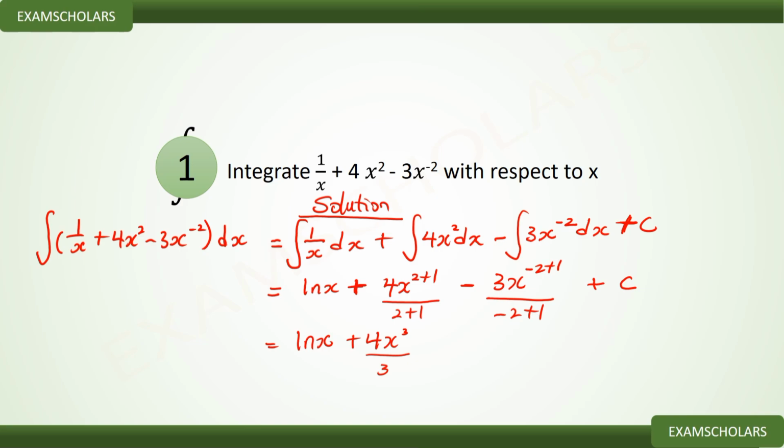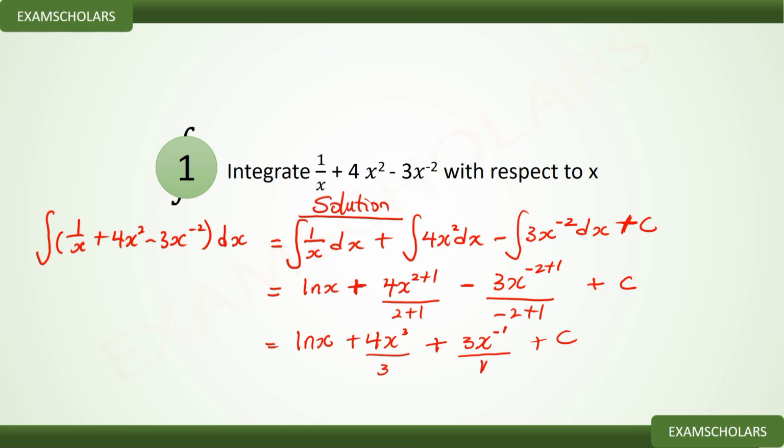You have minus here. What is minus 2 plus 1? That is minus 1. So minus 1 here. Then you have minus, it becomes plus. So you have 3x raised to power minus 1 over 1. Minus 2 plus 1 is minus 1. The minus will divide this minus and it becomes plus. It's not hard. Plus c.